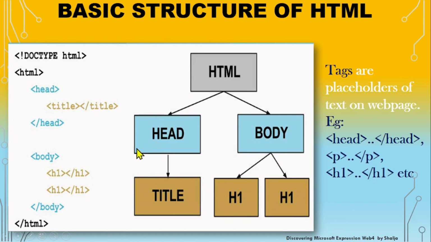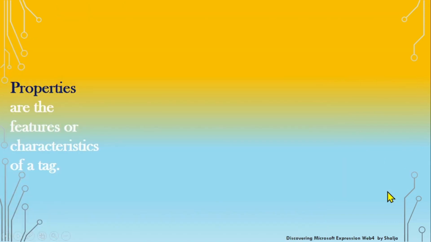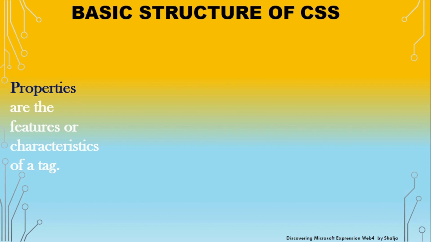The styling of this is done using CSS, as you know. HTML is basically divided into the head, the title, and the body. The body contains all the rest of the content. Now we'll see the basic structure of CSS.